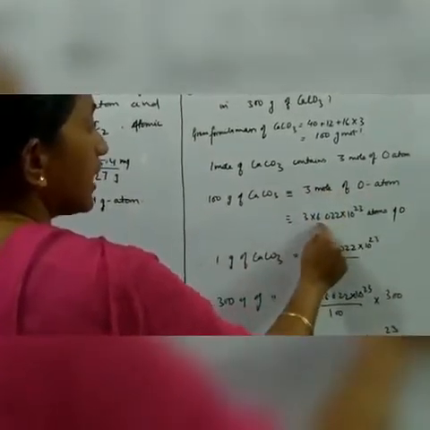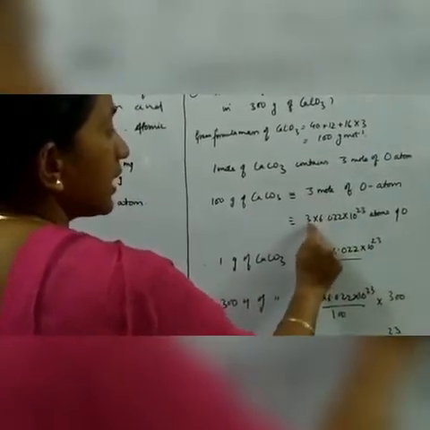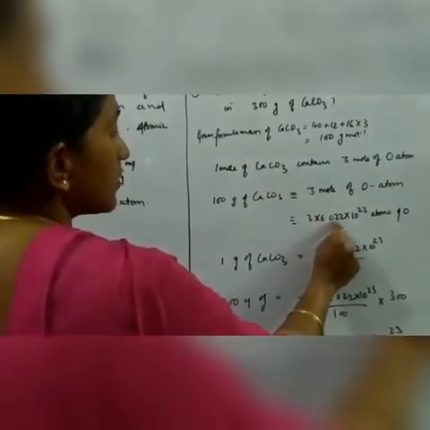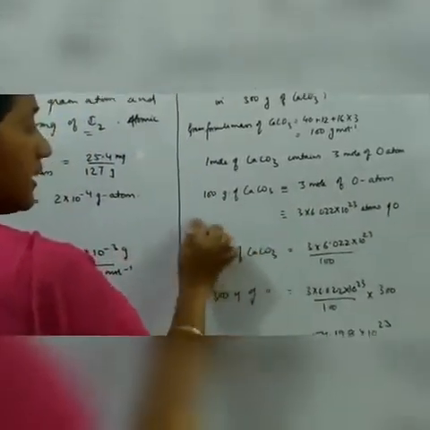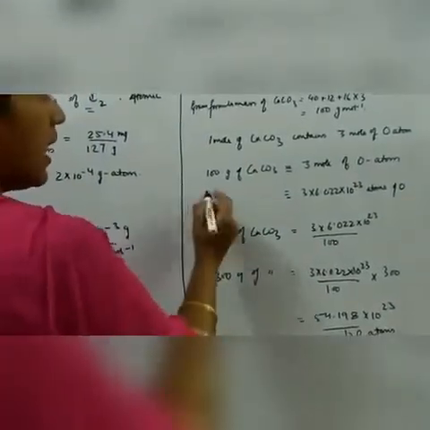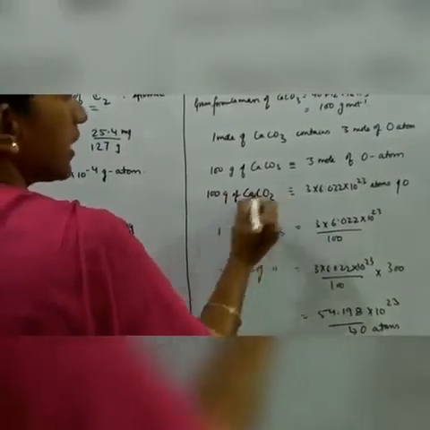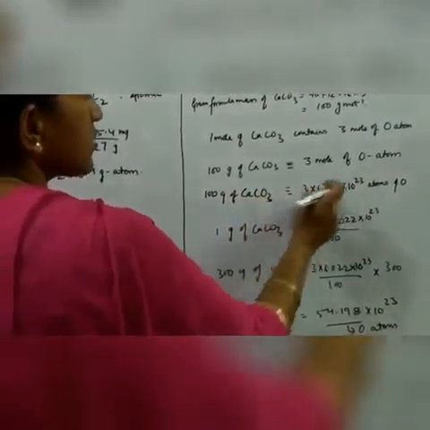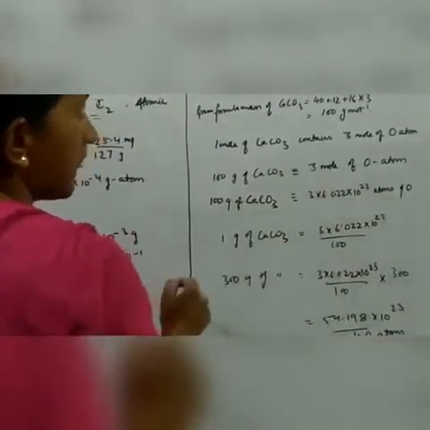Now 1 mole contains how many atoms? It is Avogadro's number equivalent. So 3 mole will contain 3 into 6.022 into 10 to the power 23 atoms of oxygen. So here we can conclude that 100 gram of calcium carbonate contains 3 into 6.022 into 10 to the power 23 atoms of oxygen.